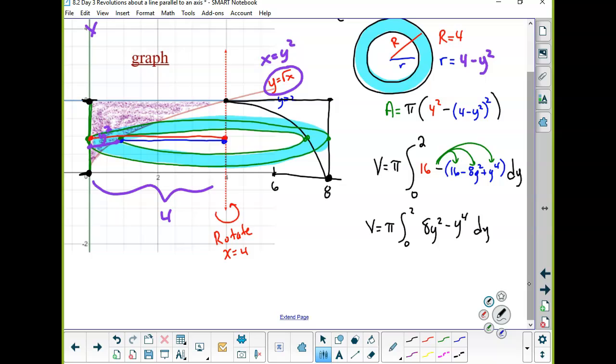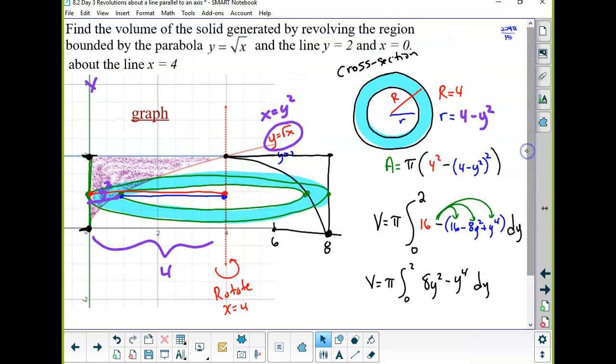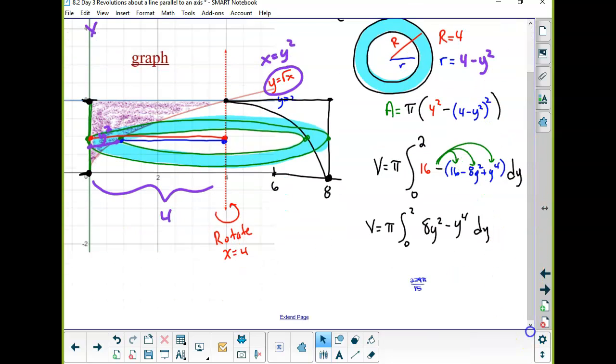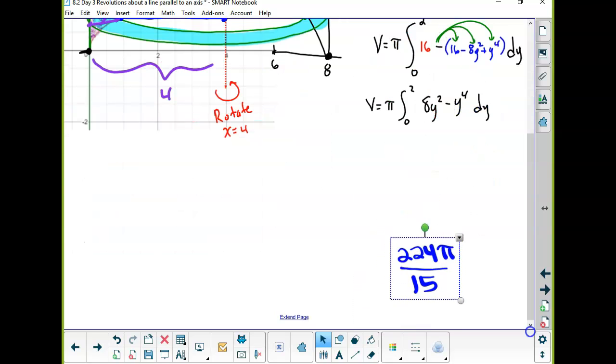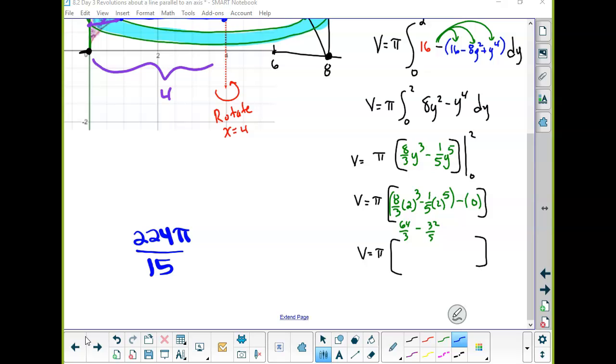And now, why don't you guys go ahead and do the antiderivative and see if you get the same answer. I actually had this from the other day, so I have the answer already written. You should get this as an answer. So I took the antiderivatives. First thing, if I was grading this, what I usually check is I check to see did you set things up correctly. And then I check your antiderivatives. So did you get 8/3 y to the 3rd minus 1/5 y to the 5th, evaluated from 2 to 0.